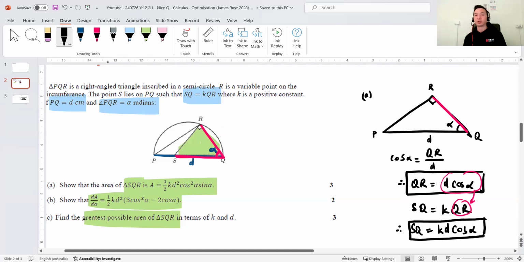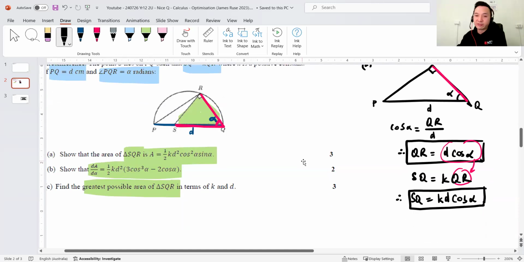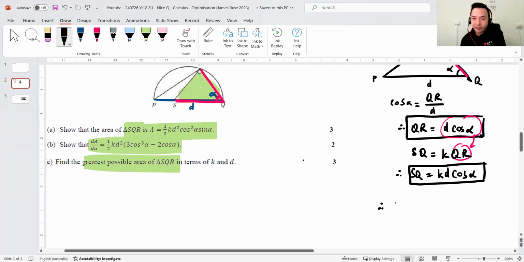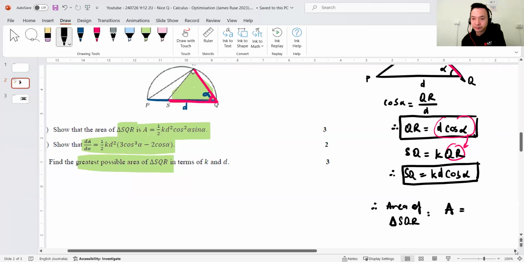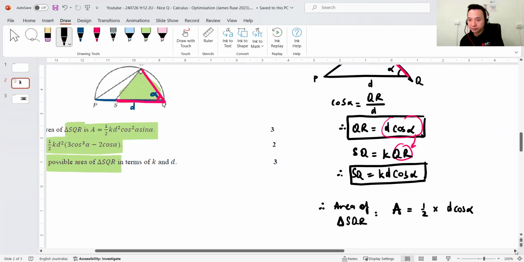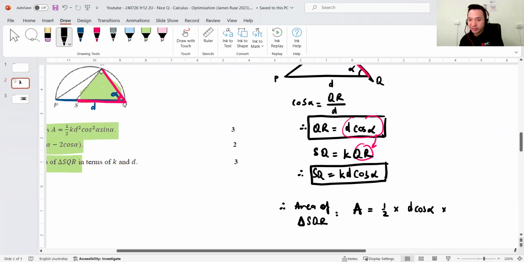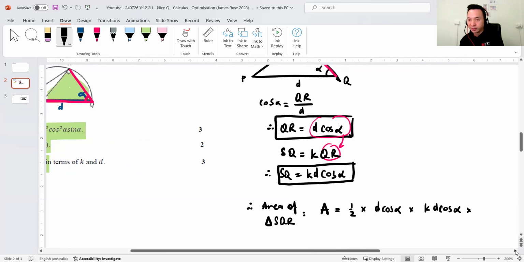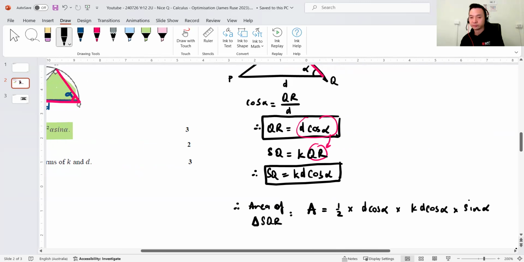All right, I've got my 2 sides, got my angle. I can use therefore the area of triangle SQR, which is capital A, equals a half times the 2 sides, so times QR times SQ. So half times D cos alpha times kD cos alpha times, now the formula, sine alpha.